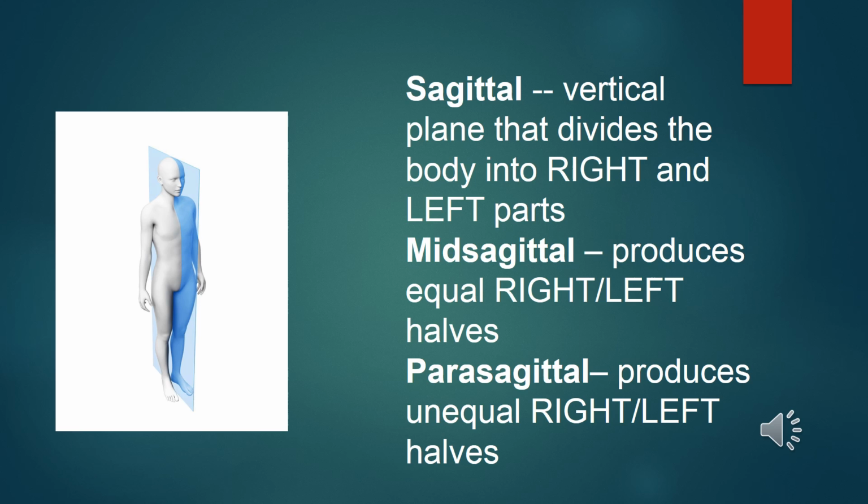Now the sagittal plane. The sagittal plane cuts the body vertically into right and left parts. Mid-sagittal produces equal right and left halves, which is an example in the picture you see. Parasagittal produces unequal right and left halves. If you cut a liver vertically down the middle, that will be a parasagittal plane, because on each side you aren't seeing the exact same thing.